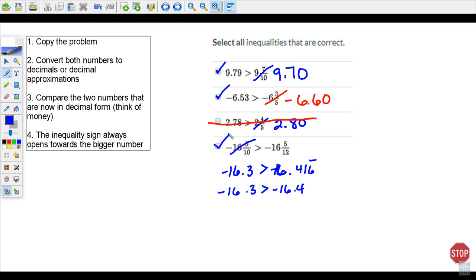So I hope that this video helps you to compare rational and some irrational numbers and decide which one is bigger and which inequalities are true.